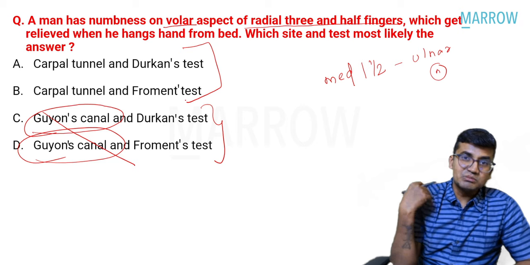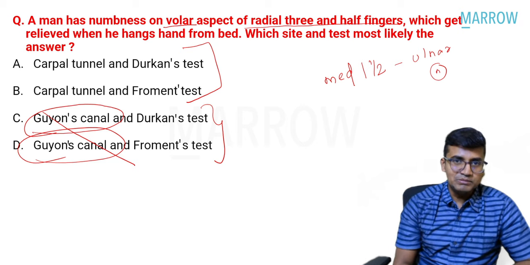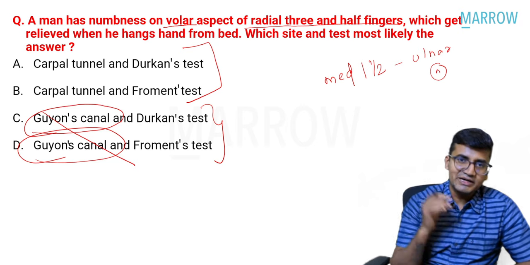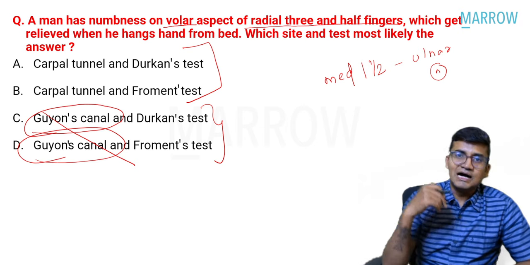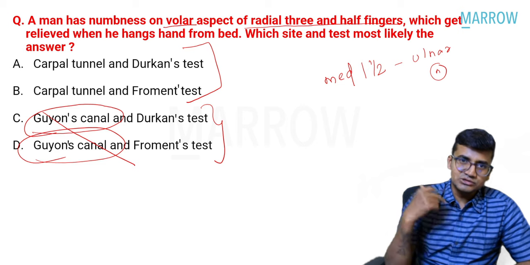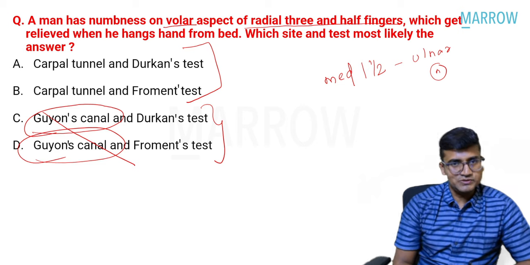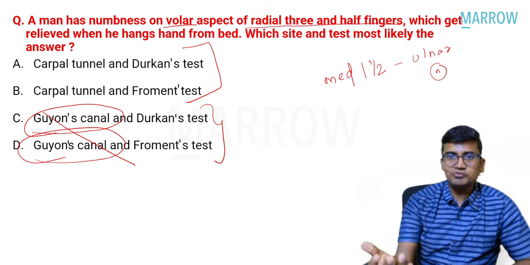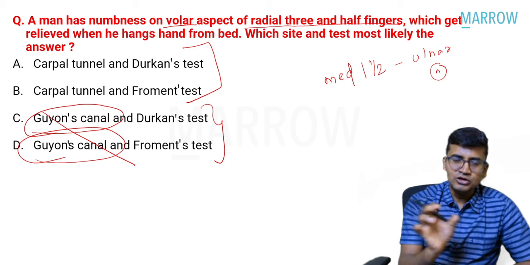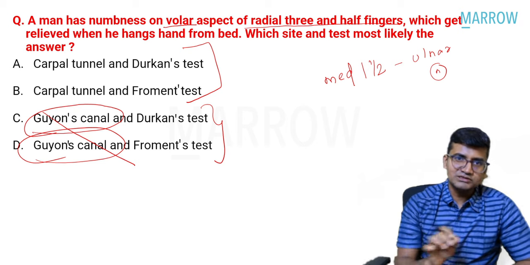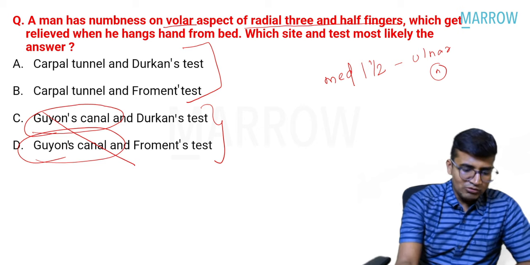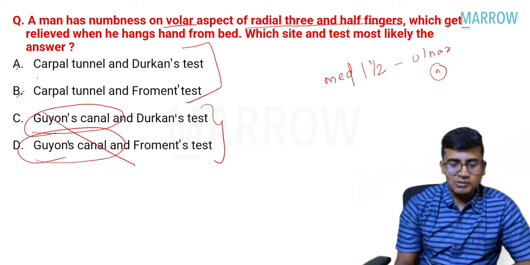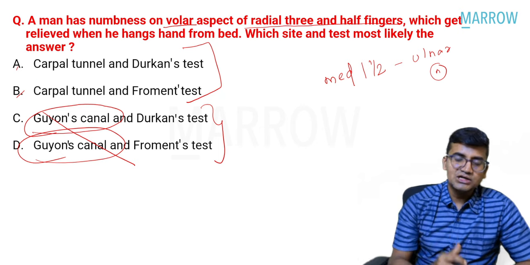Why? Because of median nerve compression below the flexor retinaculum. The median nerve enters the palm by passing below the flexor retinaculum and then gives sensory supply and also motor supply, the recurrent branch. The median nerve in the palm supplies LOAF muscles, I hope you know that: lumbricals 1 and 2, opponens pollicis, abductor pollicis brevis and the flexor pollicis brevis. So now options A and B are right. Carpal tunnel syndrome. Now what is the test we have to do?